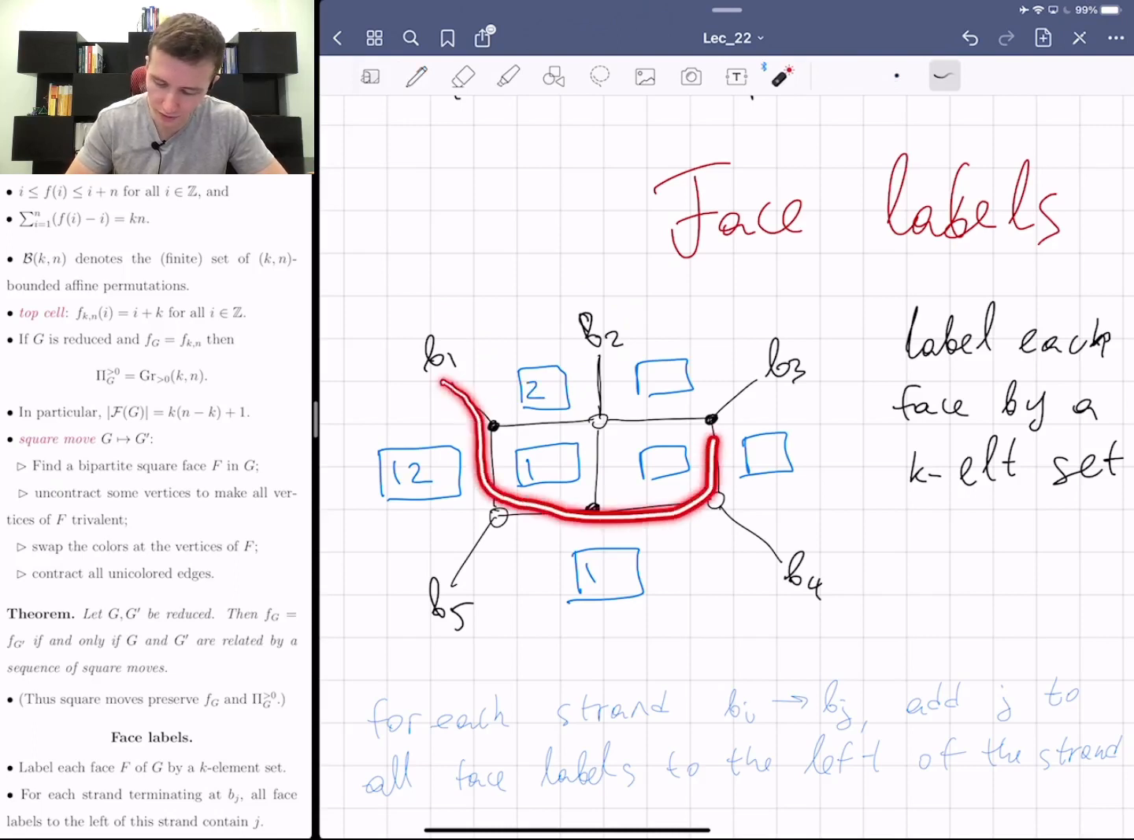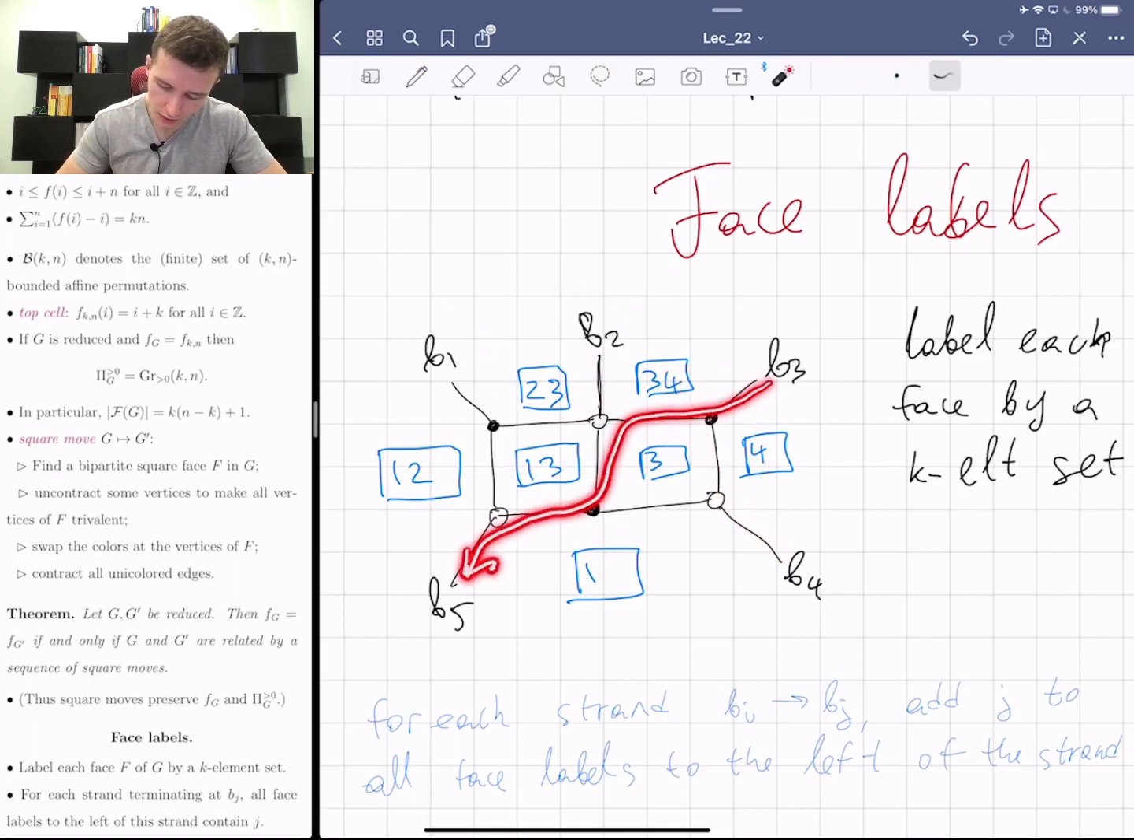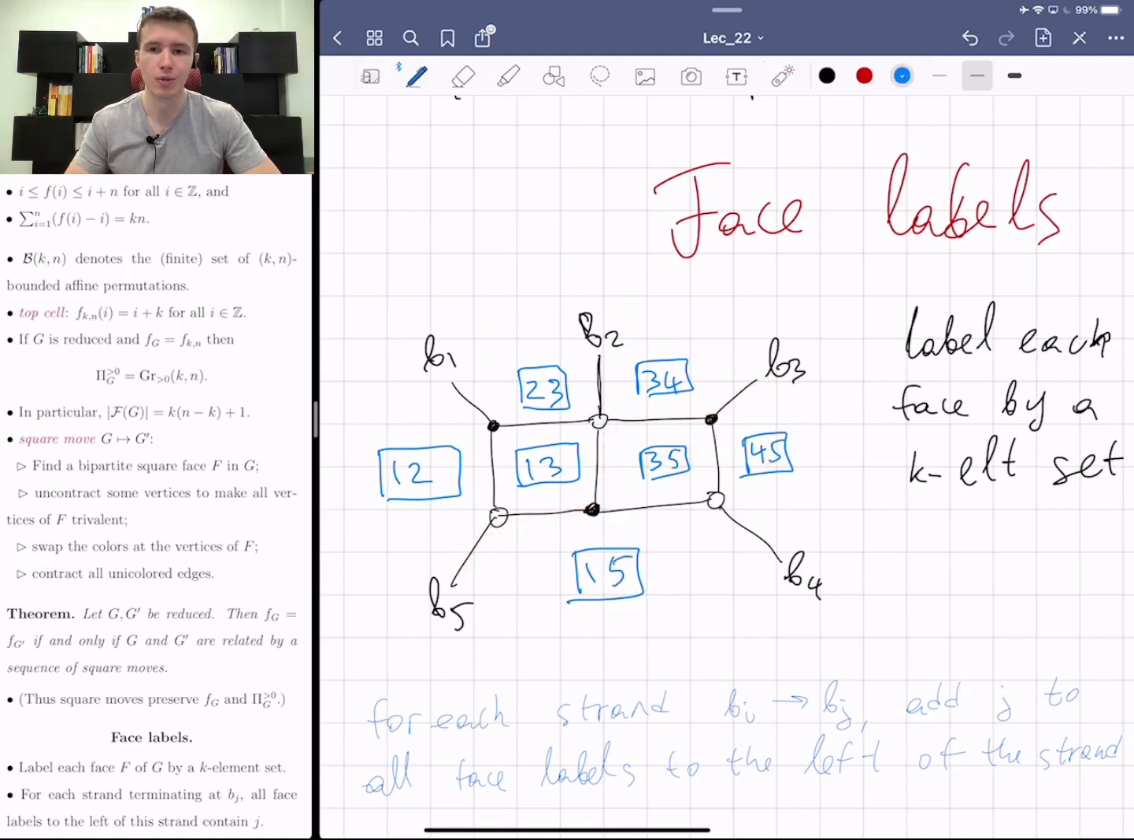And now let me just finish this example. Right, left, right, left, right. B1 goes to B3, so you put a 3 in all these face labels. 3, 3, 3, 3. And then 2, left, right, left goes to 4. So you put a 4 in these two face labels. Finally, the last one goes right, left, right, left, so you have a 5 in these three face labels. So I got a k element set inside of each face, which is very nice.